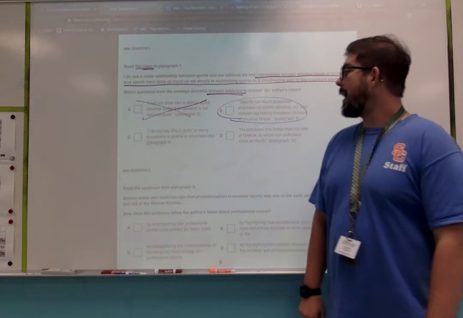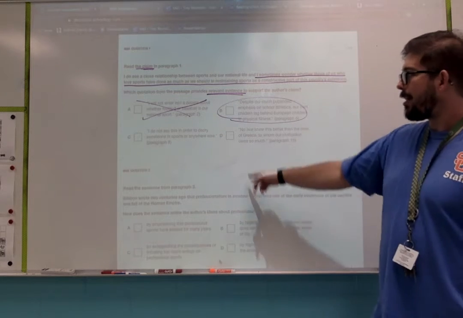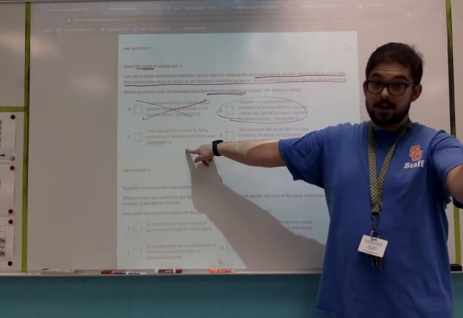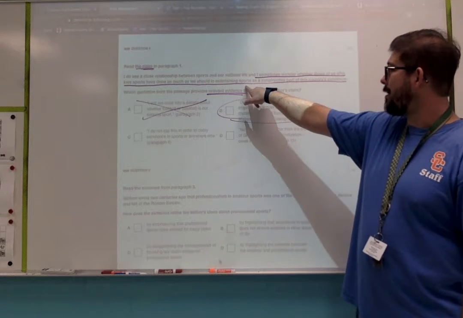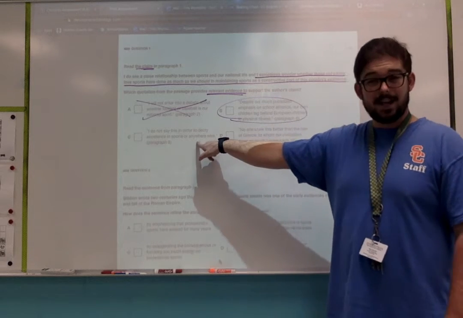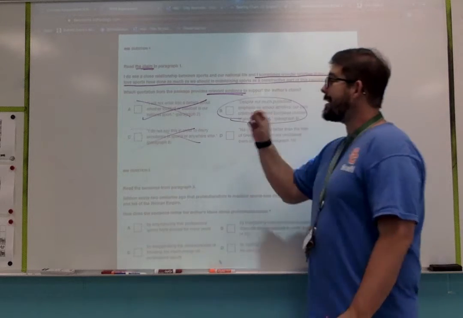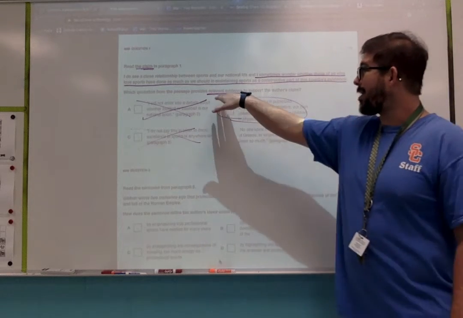C, I did not say this in order to decry excellence in sports or anywhere else. Now, is that relevant evidence? Yes, it is evidence, but does it really support this idea of maintaining sports as a constructive part of this country's existence? It doesn't whatsoever. So that's another one that we can actually mark off because it's not relevant to what we're talking about.